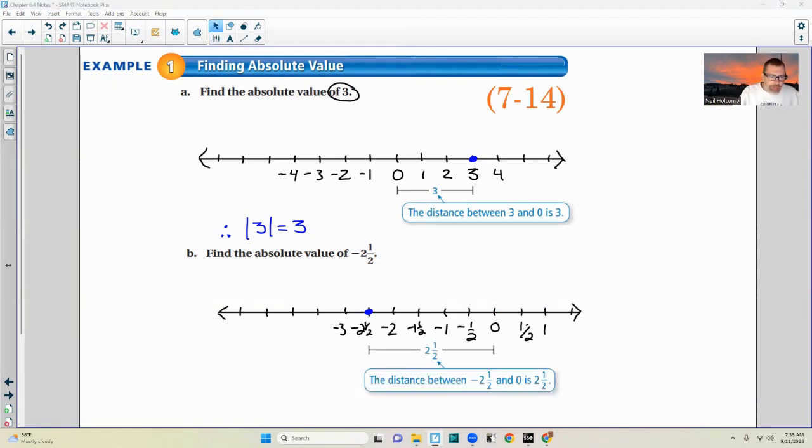So as you can see, the distance between -2 1/2 and 0 is 1/2, 1, 1/2, 2 1/2. So this between -2 1/2 and 0 is 2 1/2. Then over here, I'd say, therefore, the absolute value of -2 1/2 equals 2 1/2. Okay, so there is example 1. So now you should be able to do problem number 7 through 14.